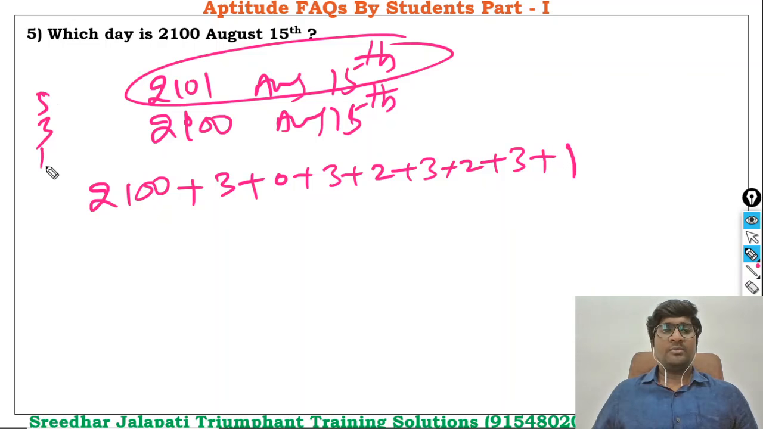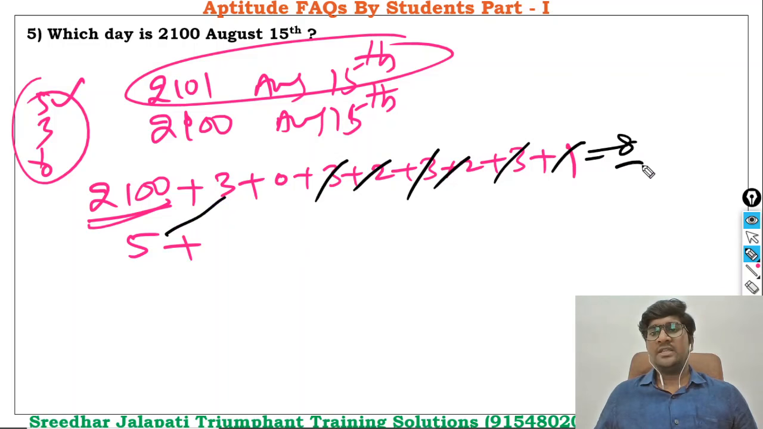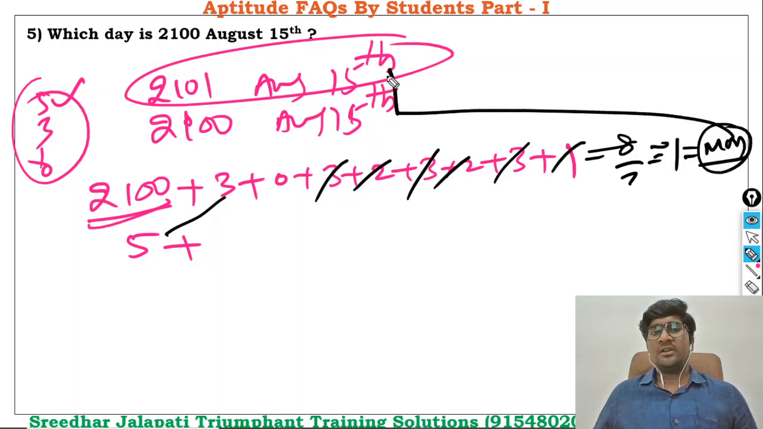From the table 5310, 2100 occurs here, so 5 odd days. And then these are all months. So I can add these, or I can cancel for every 7. Now 3 plus 3 plus 1, 7 cancel. 2 plus 2 plus 3, 7 cancel. So 5 plus 3, 8. Odd days cannot be 8; 8 by 7, 1. So 1 is nothing but Monday. Which is Monday? 2101 August 15th. But we want 2100.